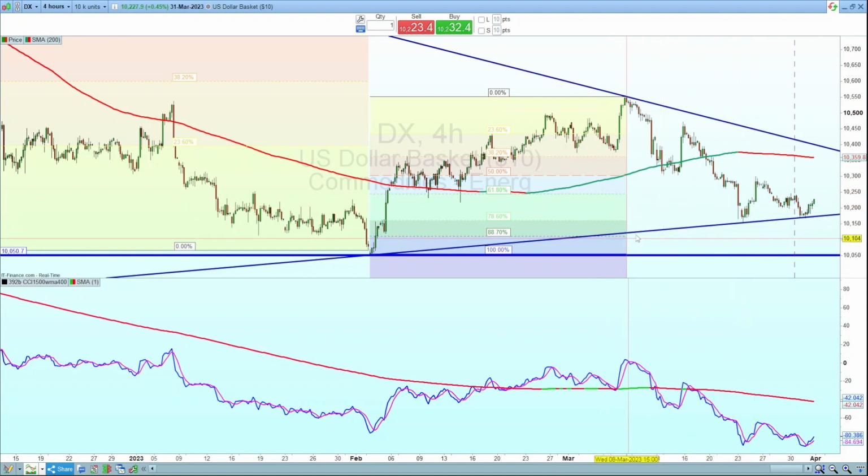So as you can see there, it's currently consolidating within this diagonal ascending and descending trend line, and it's currently sitting at the 78% retracement level, which is pretty bearish at the moment, and that's in line with the CCI moving average below, still in a downtrend.